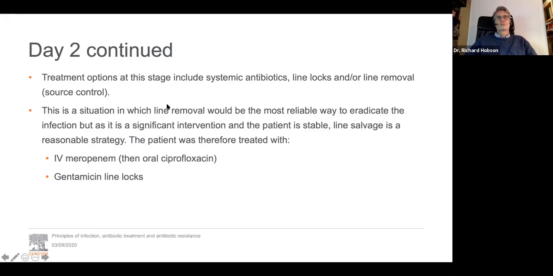So treatment options at this stage, once that diagnosis is accepted, bearing in mind that it's only ever a working diagnosis, are systemic antibiotics, line locks, and or line removal, which would be the ultimate method of source control. In this case, this would be a significant intervention, and it wasn't considered to be possible on a balance of risks. And the patient was treated with an attempt at line salvage, treated with intravenous meropenem, which was then changed to oral ciprofloxacin, and gentamicin line locks. The Enterobacter was sensitive to gentamicin.